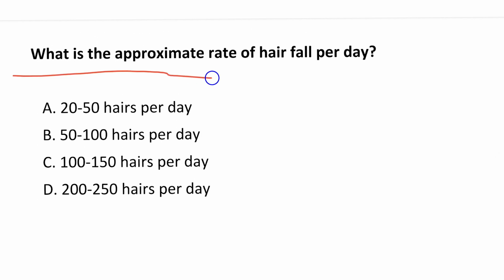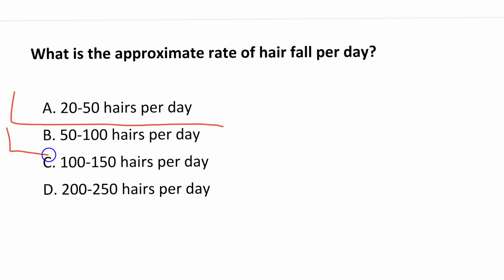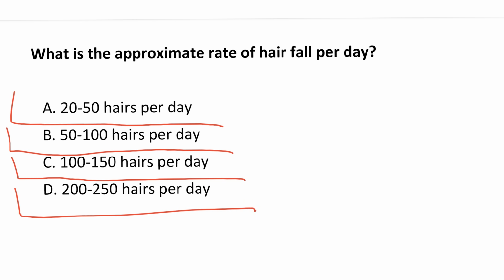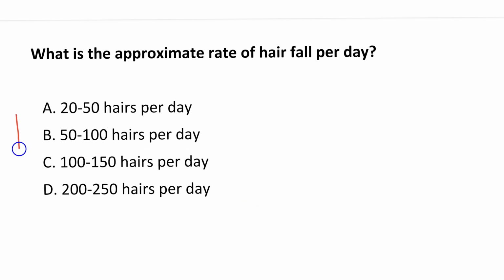Next question. What is the approximate rate of hair fall per day? Option A, 20 to 50 hairs per day. Option B, 50 to 100 hairs per day. Option C, 100 to 150 hairs per day. Option D, 200 to 250 hairs per day. And the correct answer is option B, 50 to 100 hairs per day. This is the approximate rate of hair fall per day.